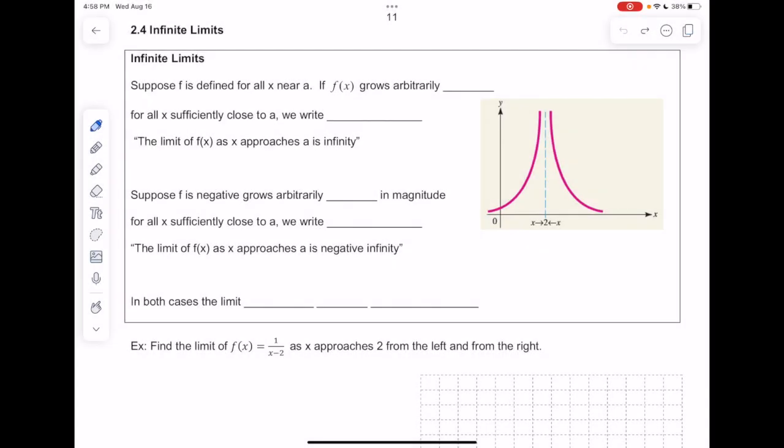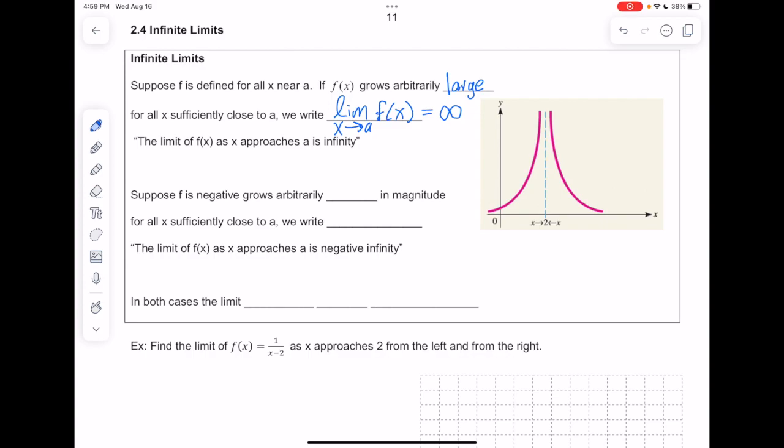Section 2.4, infinite limits. We're going to start off with the definition. Suppose that f is defined for all x near a. If f of x grows arbitrarily large for all x sufficiently close to a, we write this. And the way we would read that is, as in quotes down below, the limit of f of x as x approaches a is infinity.